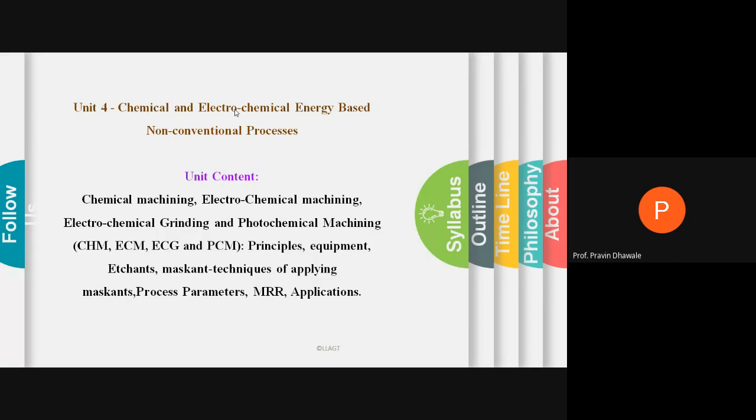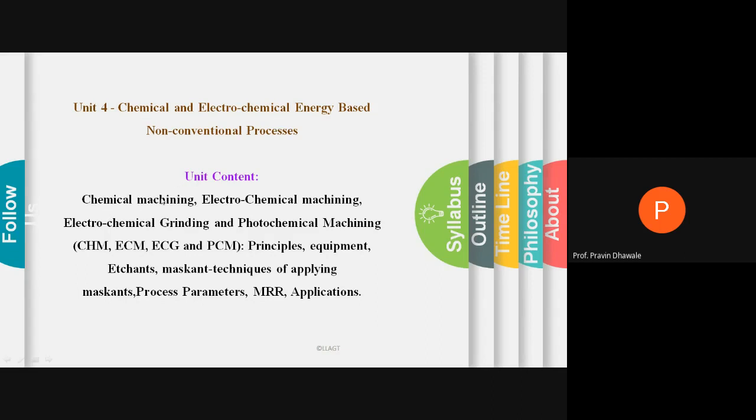And this is the fourth unit. It is from the second section now. Section second, unit number 4, that is the chemical and electrochemical energy based non-conventional process. The name itself gives its meaning: in this chapter you have to study certain non-conventional processes based on chemical energy and electrochemical energy. If chemical energy is considered, you study chemical machining. If electrochemical energy is required, then electrochemical machining, electrochemical grinding, and photochemical machining. These are the non-conventional processes you have to study under this chapter.